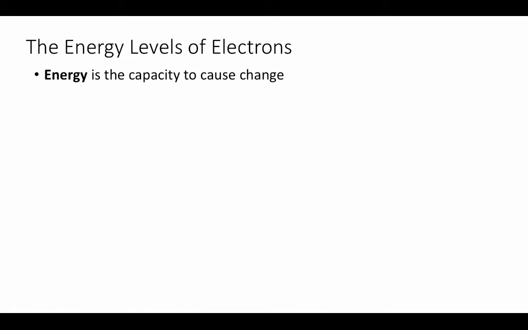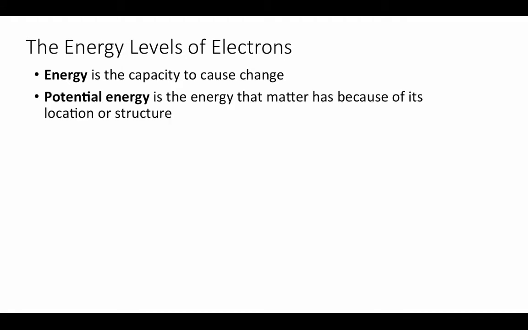So what do we mean when we say energy? Energy is the capacity to cause change. So we know about kinetic energy. You've probably heard of potential energy due to height. So a ball sitting on top of a hill has potential energy due to its height above the ground. And so if you push that ball off the edge of the hill, it's going to convert that potential energy into kinetic energy. So the potential energy is its energy due to position.